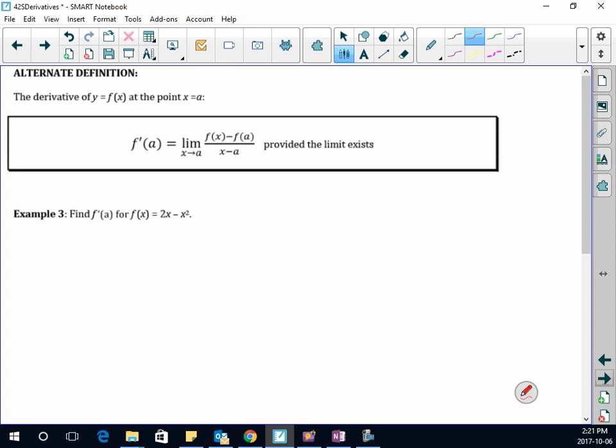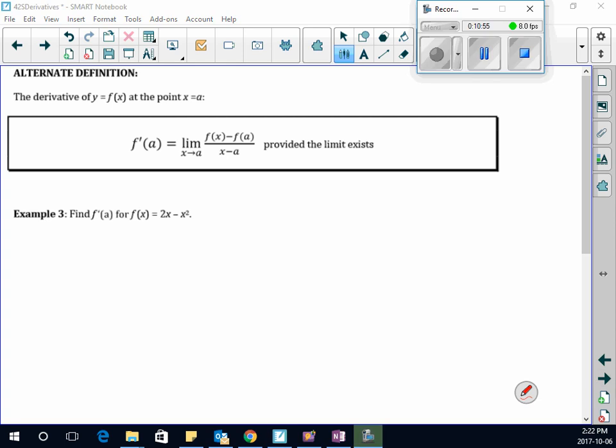Okay, moving on. An alternate definition, and they actually use this definition on the AP exam quite a bit, is this alteration of it. F prime of a equals the limit as x goes to a of f of x minus f of a all over x minus a. So basically you're just doing the same thing except that you're using a's instead of h's, and you have x's involved this time as well. Anyways, so do you want to try this? Yeah?